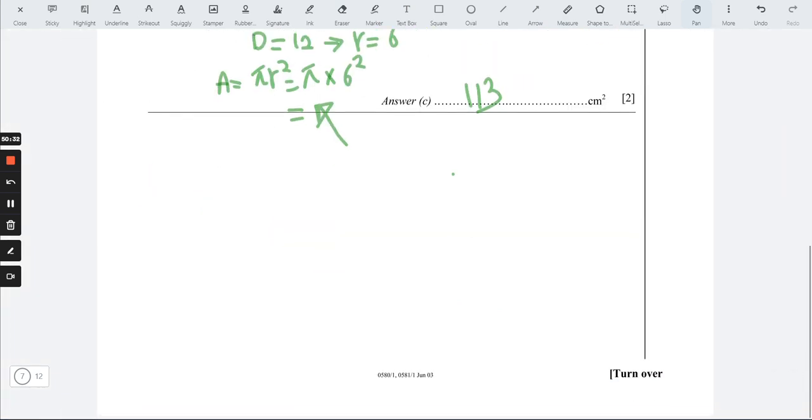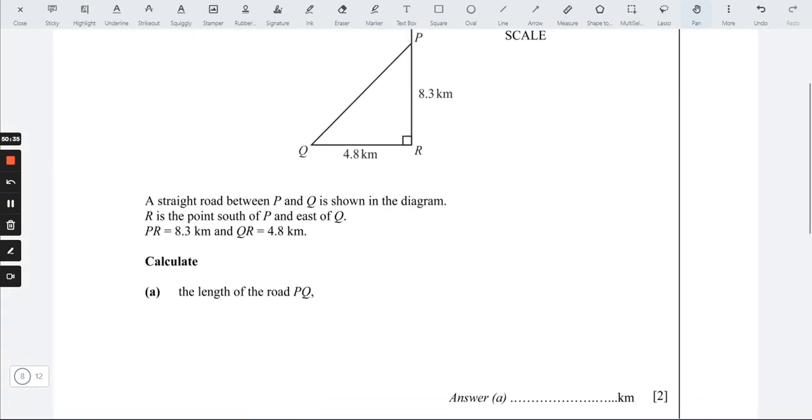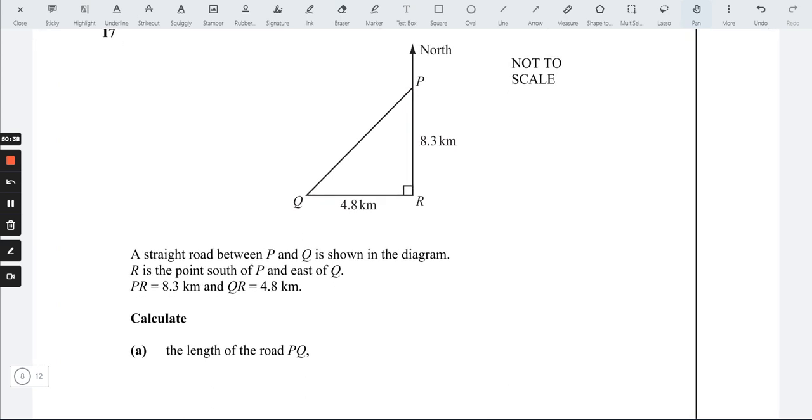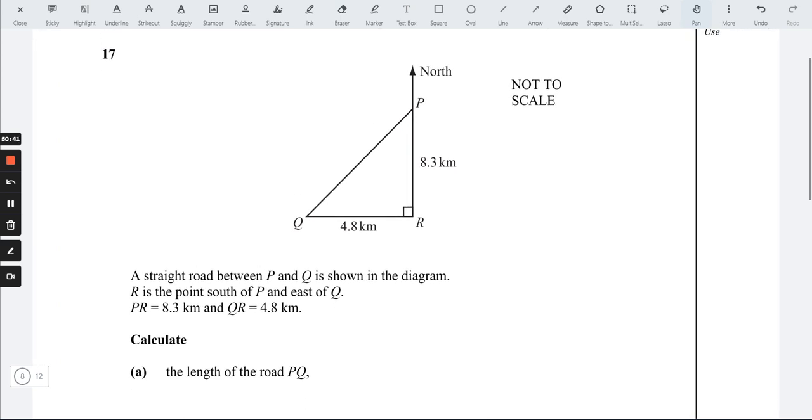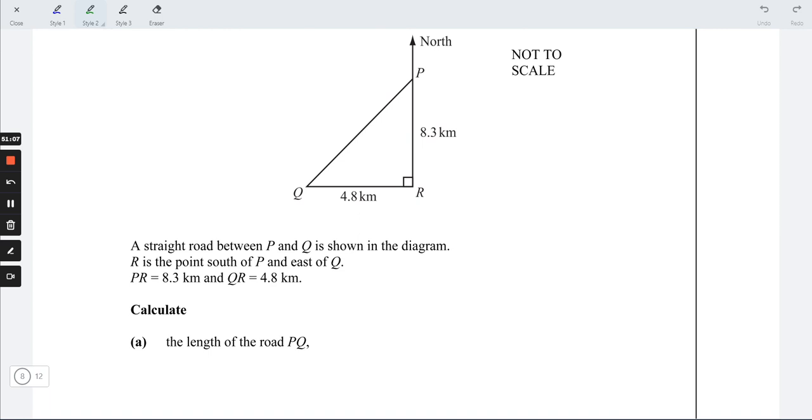Next question is question number 17. Question number 17 says, we have a straight road between P and Q, as shown in the diagram. R is the point south of P and east of Q. PR equals 8.3 kilometers and QR equals 4.8 kilometers. Calculate the length of the road PQ. So PQ is here, and they want us to find it out.